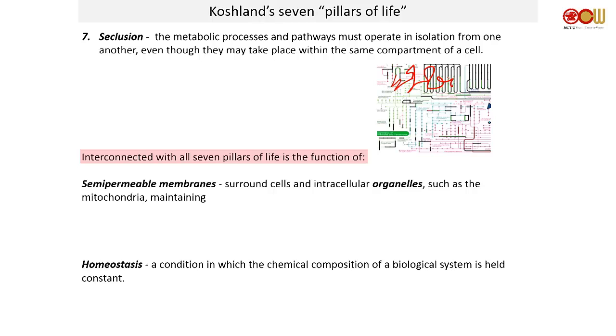And then interconnected with the 7 pillars of life is the function of semi-permeable membranes. That's important because semi-permeable membranes allow things to go in and out. If you only have membranes, you have a permanent separation between the cell and the outside. That would be bad. Why?